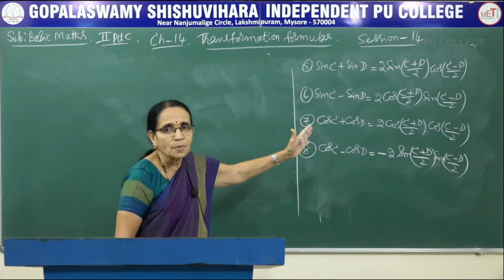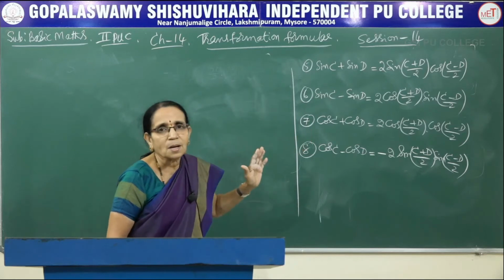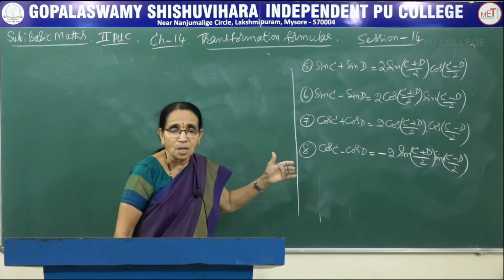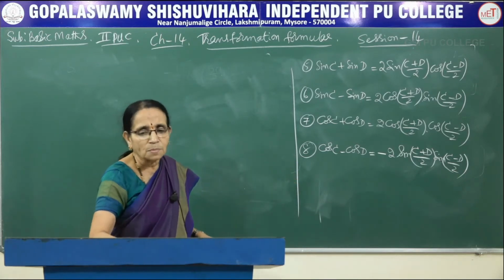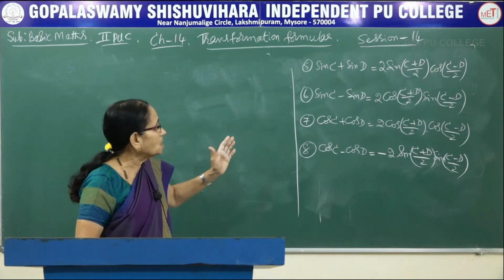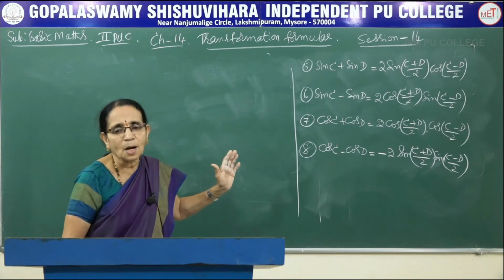Now, we have a symmetry here. The first angle will always be C plus D by 2. The second angle will always be C minus D by 2. So that it's easier for anybody to remember the formula. Now, I am going to work out some problems where I convert the sum or the difference into the product.